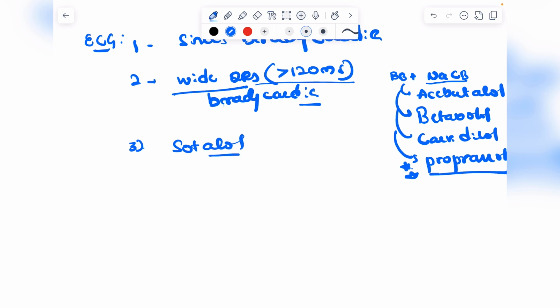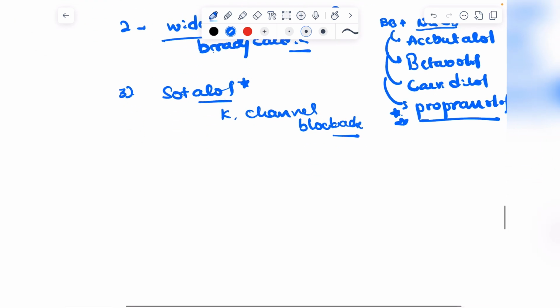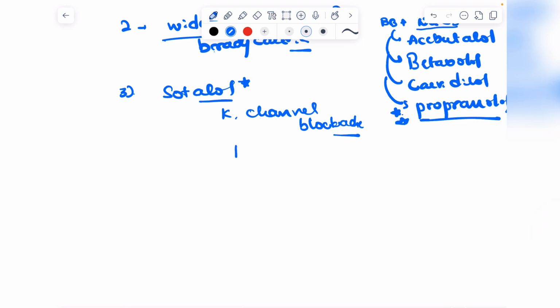Sotalol. This sotalol has a very interesting property. You have to remember, please focus here. Sotalol has this potassium channel blockade. Those drugs which block the potassium channel cause prolonged QT, that is, the QT interval will be prolonged or increased.